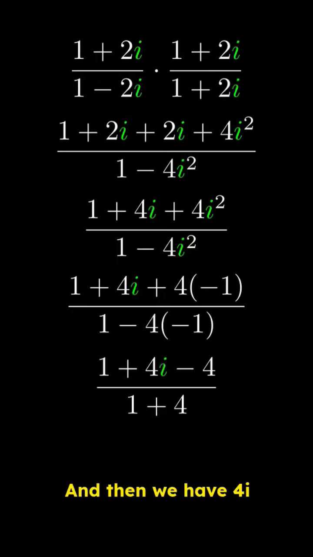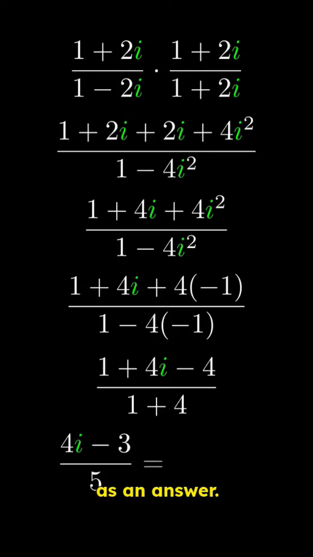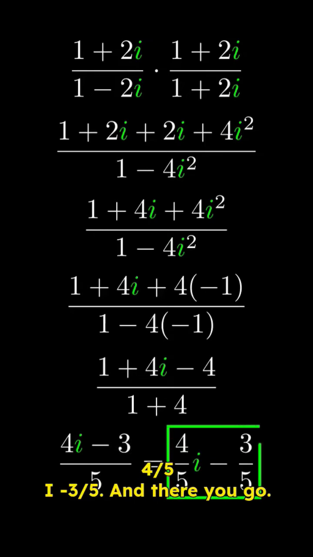And then we have (4i - 3) / 5, which you could leave as an answer, or you can split this up into two fractions, which would be the same thing as (4/5)i - 3/5. And there you go.